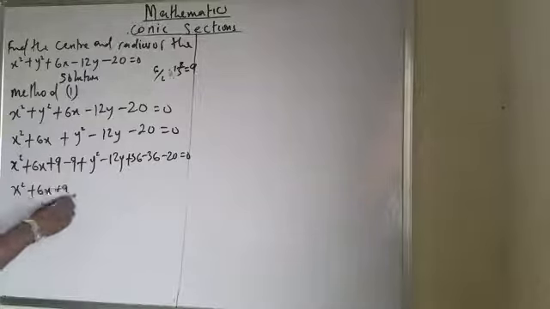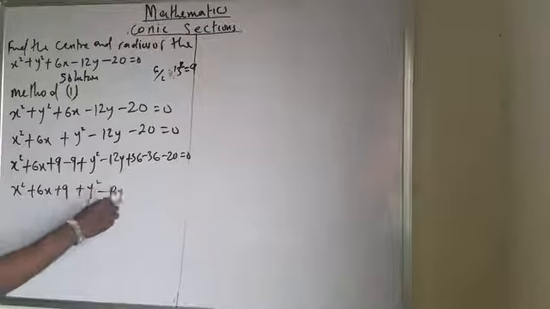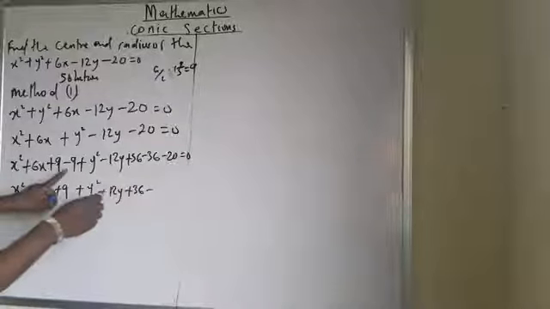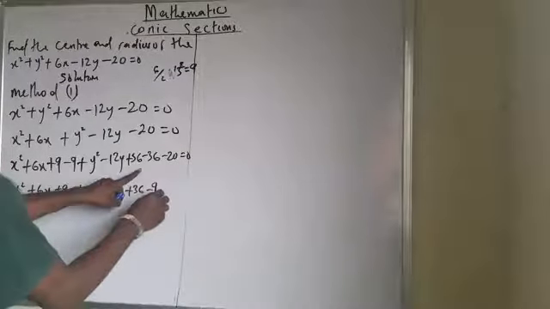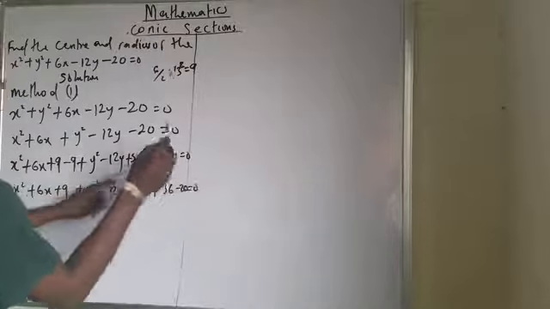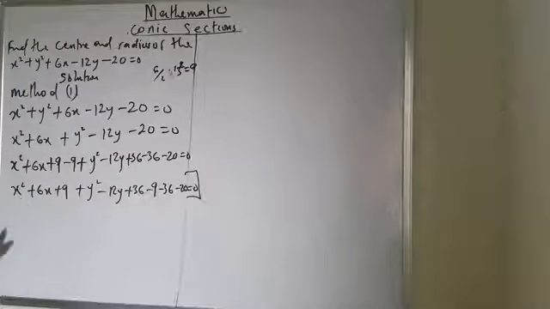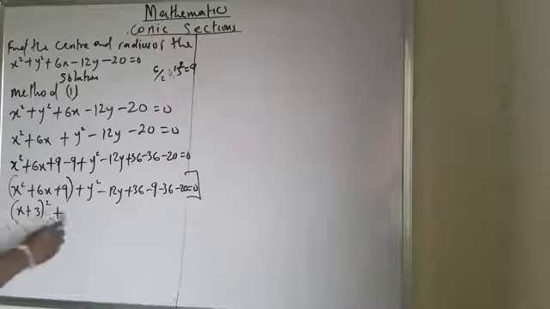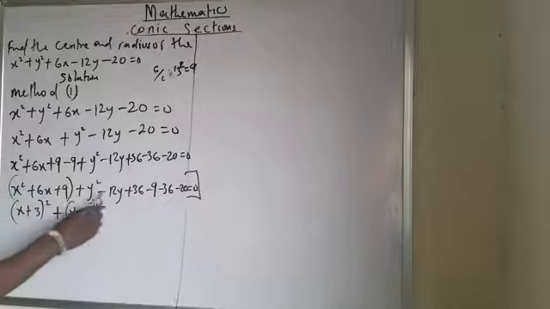Now, with what is on ground, I can have x squared plus 6x plus 9 plus y squared minus 12y plus 36. Now, I'm having minus 9 minus 36 minus 20 equals 0. Please take note of that. At this point, I can have x plus 3 all squared. If I factorize this one, I will have this plus also y minus 6 all squared. If I expand this, I will have this.